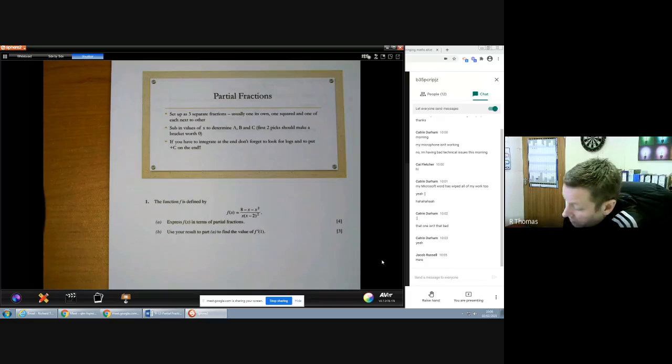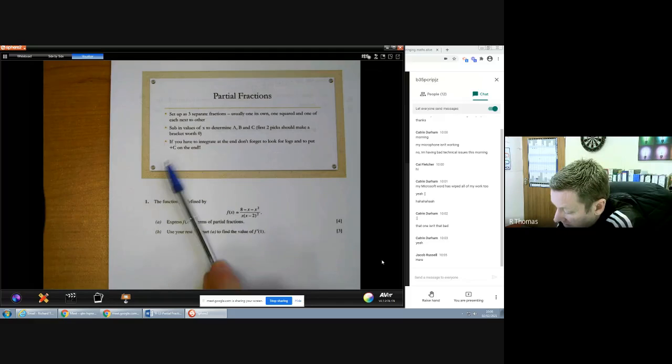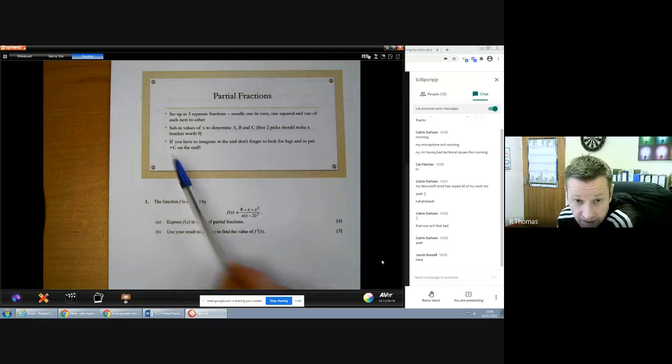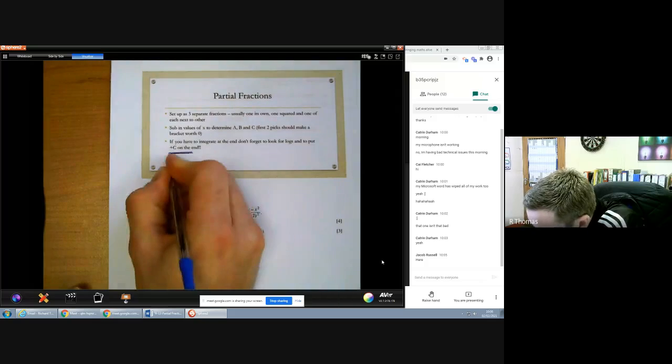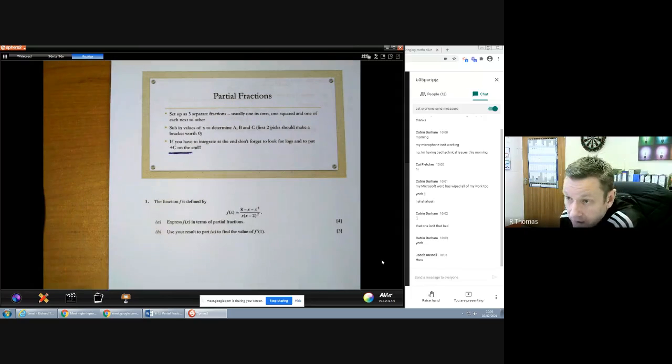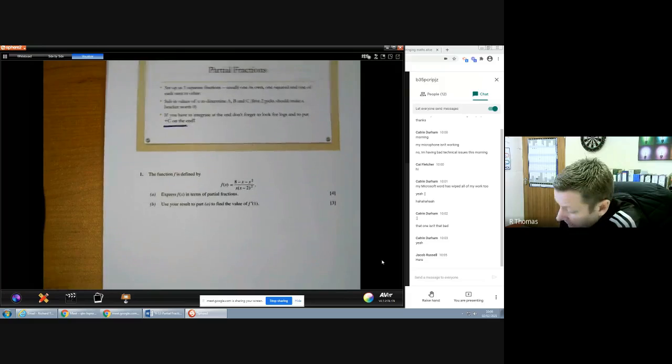And if you have to integrate at the end, which they change every year, 1 year is integrate, 1 year is differentiate, don't forget to look for logs, which you now know how to do. And you must put that plus c on the end if it's an indefinite integral, right? I double checked last year's marking scheme just before this lesson, and you would lose a mark if you didn't put that plus c on the end. So that is vital.